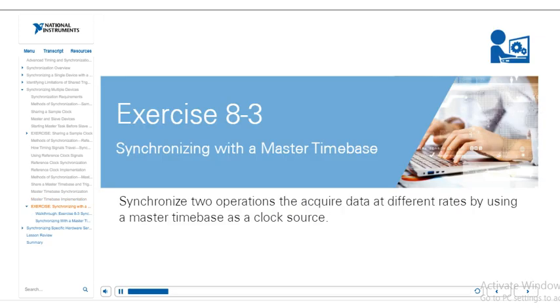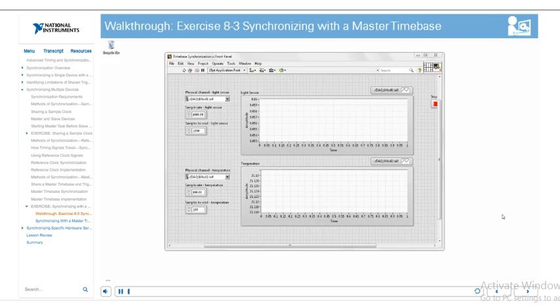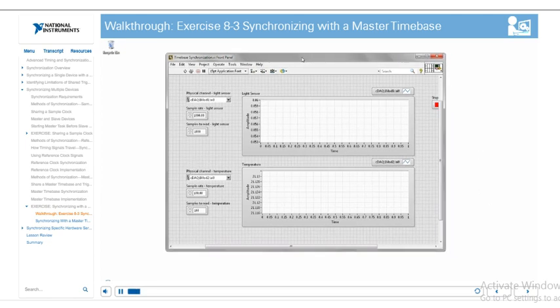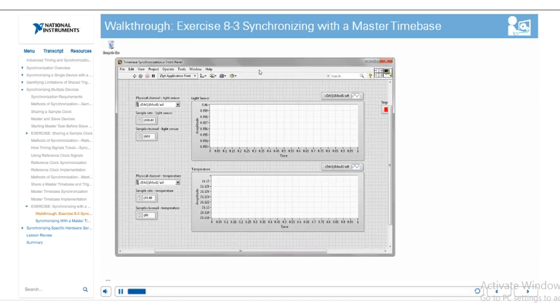In this exercise, we'll be synchronizing two operations that acquire data at different rates. And to do this, we'll be using a master time base as the clock source. This is the solution walkthrough for exercise 8.3. I've opened up the solution files for the time base synchronization exercise, and let's take a look at the block diagram.